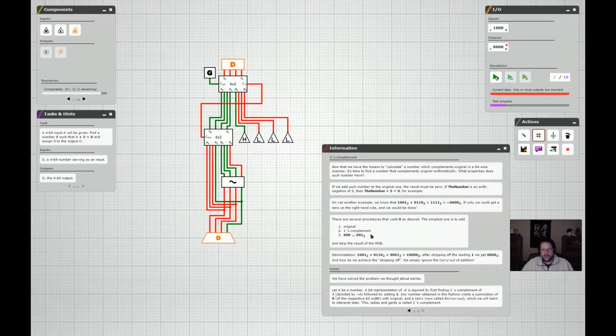Original, one's complement. See, we can't add all 3 of these things simultaneously, right? We can only do, stripping off the leading 1, we get 0 0 0 0. Which is, I thought, the answer. Followed by adding 1, any number obtained in this fashion yields us. Okay. Well, I'll tell you what, I'm going to have to take a look at this again. So give me just a sec to think about it.